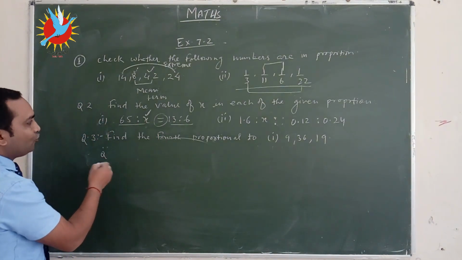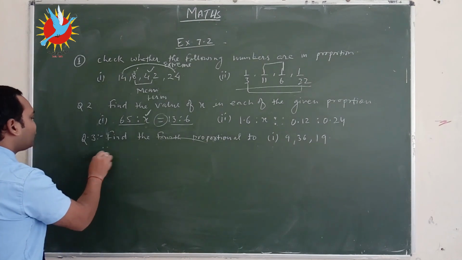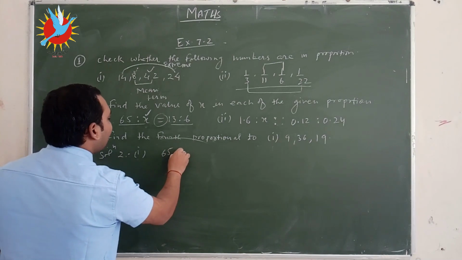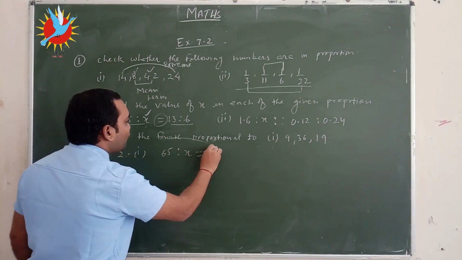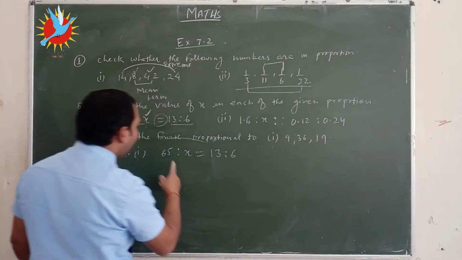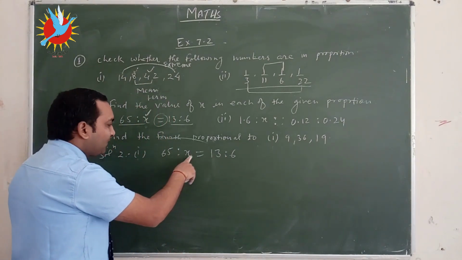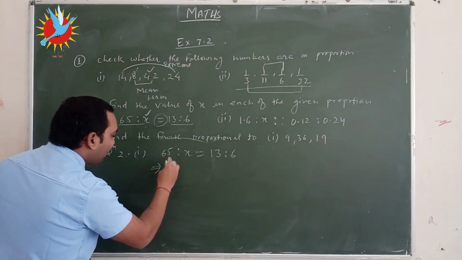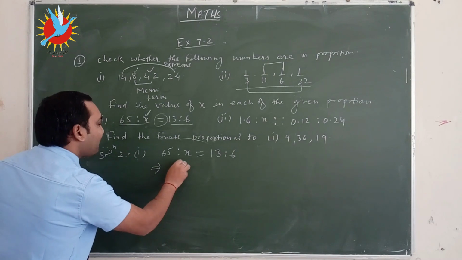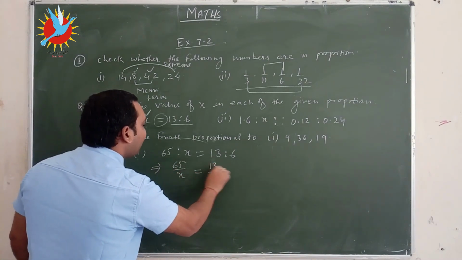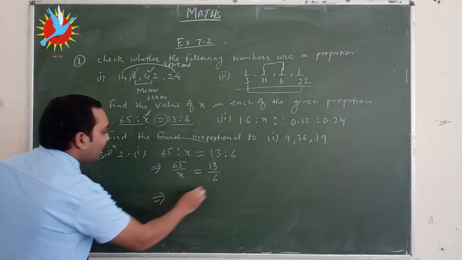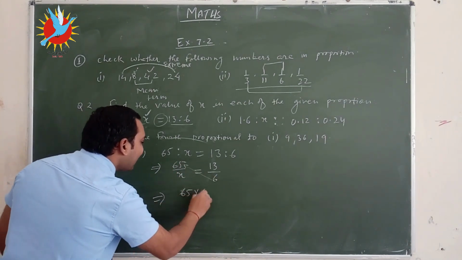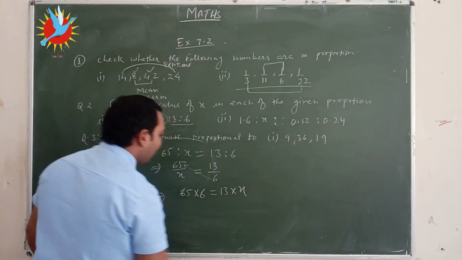Question number 2, first solution. 65 ratio x is equal to 13 ratio 6. We read 65 is to x is equal to 13 is to 6. So we write it in fraction form, 65 by x is equal to 13 by 6. By cross multiplication, 65 into 6 is equal to 13 into x.